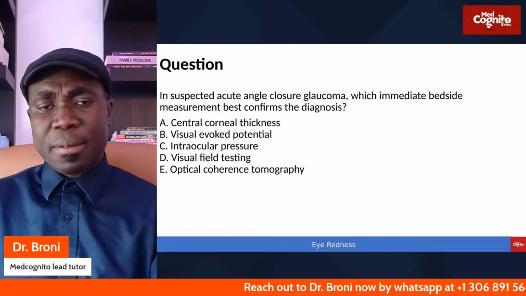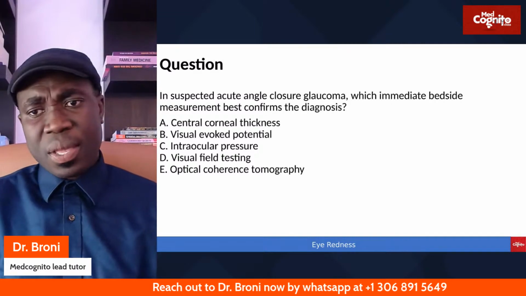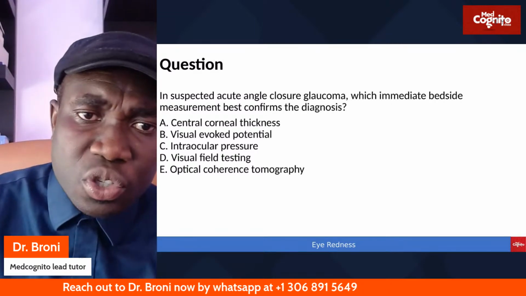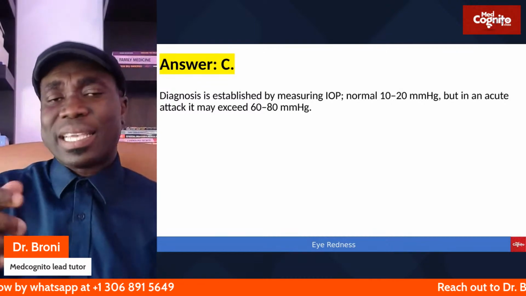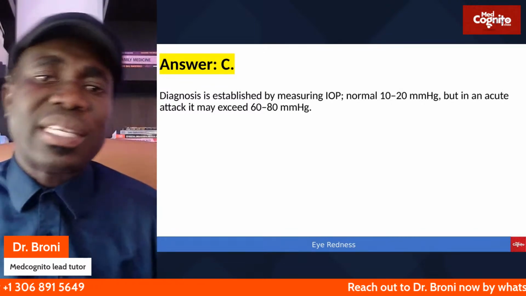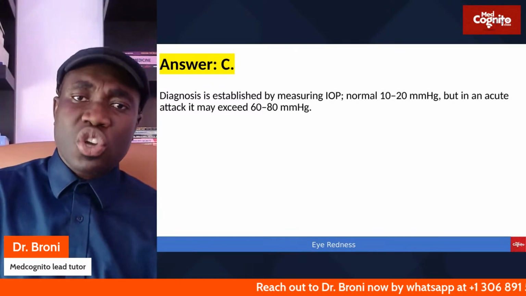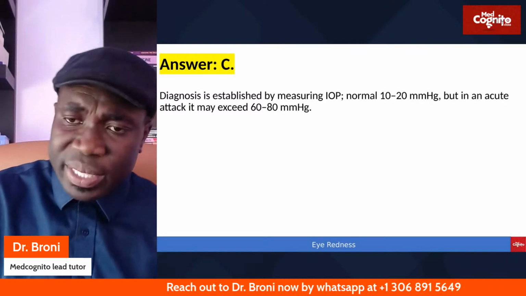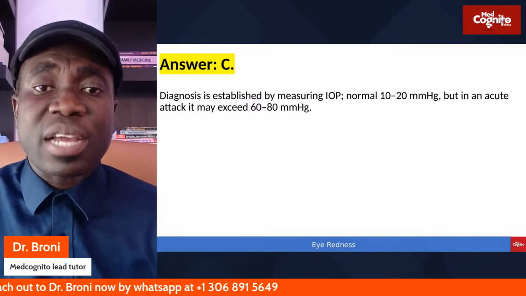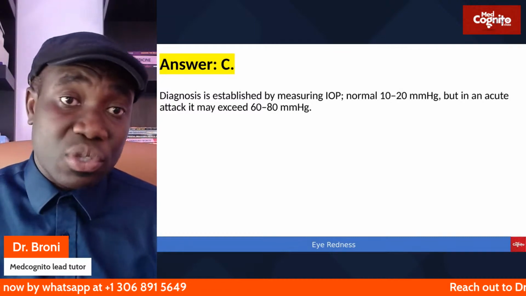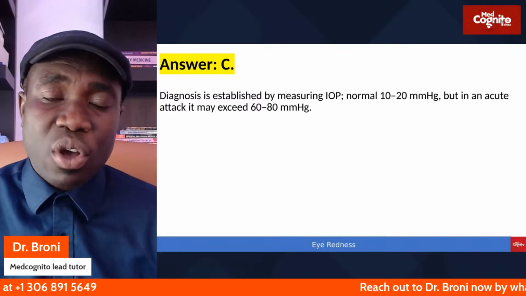What's the correct answer? Sure, tonometry. So that's a C. Here, I didn't say tonometry, I just said measuring the intraocular pressure. So the diagnosis is established by measuring intraocular pressure. Normal intraocular pressure is between 10 to 20 millimeters of mercury. And in an acute attack, the intraocular pressure can go above 60 to 80 millimeters of mercury.